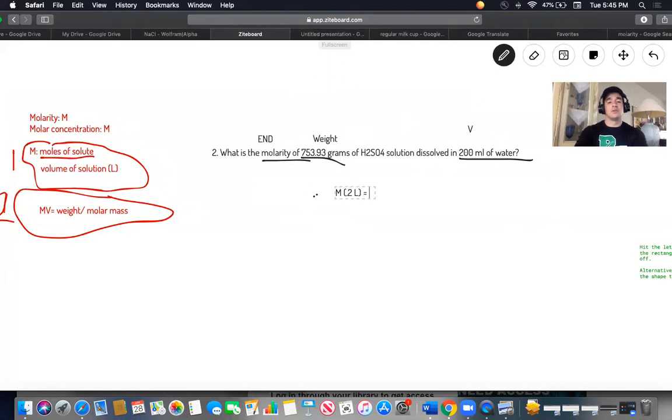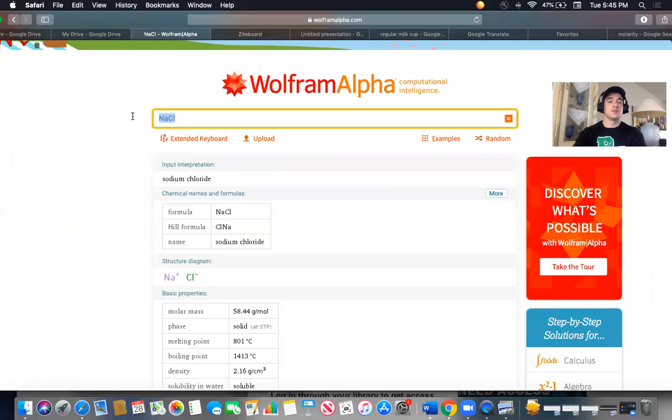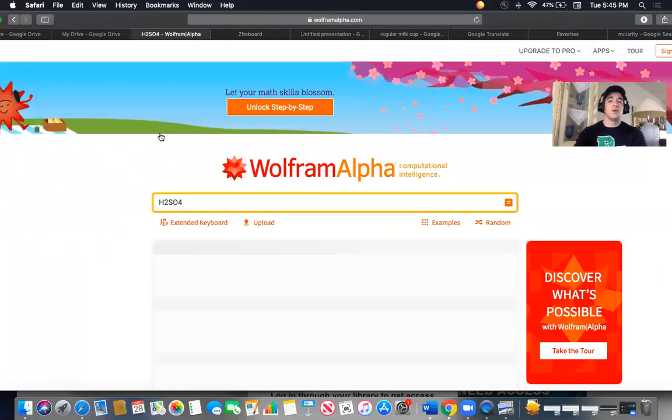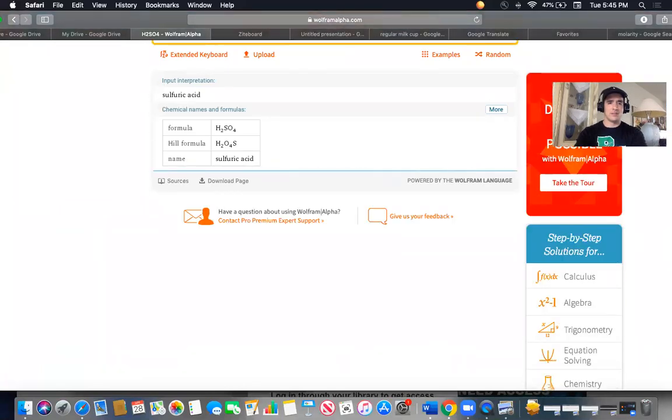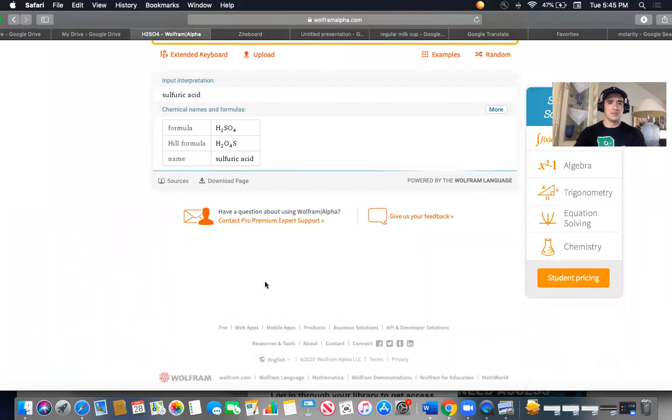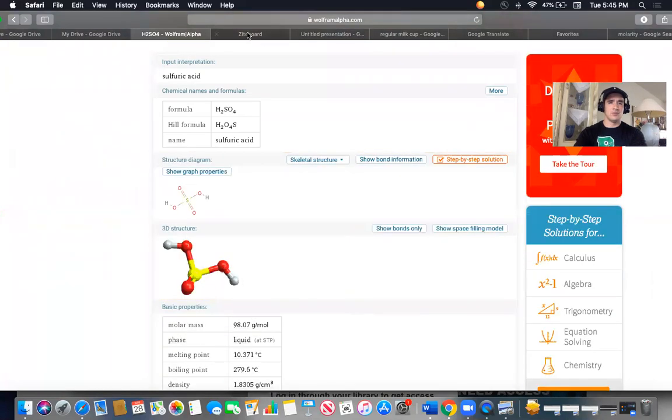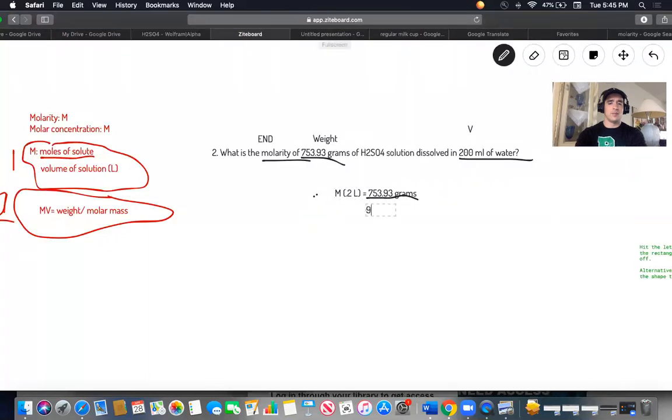So that's going to equal 753.93 grams. I'm going to divide that by the molar mass. Let's look up the molar mass of H2SO4 on Wolfram Alpha. Wolfram Alpha says the molar mass of H2SO4 is 98.07 grams per mole. So divide that by 98.07 grams. And we're going to get this number right here. That's going to be Z, and then we're going to solve for M.